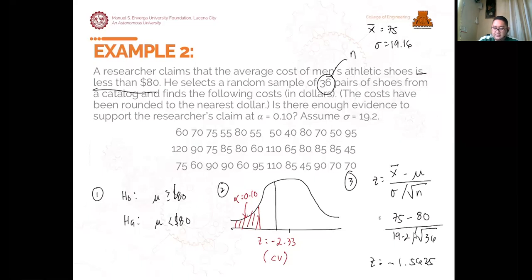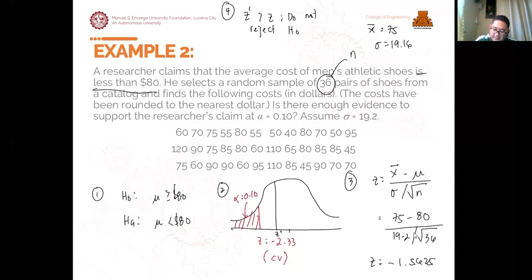Again, going from 0 downward, the values go lower, so going up the value increases. Here is where it falls. This is our z prime. So what is our conclusion? Since z prime is greater than z, we do not reject the null hypothesis.